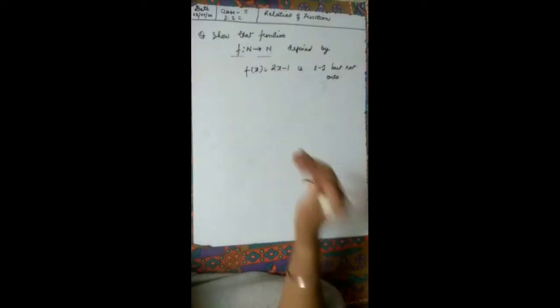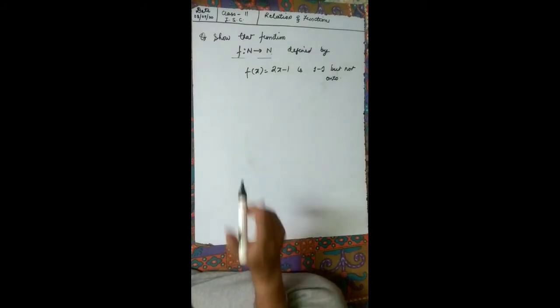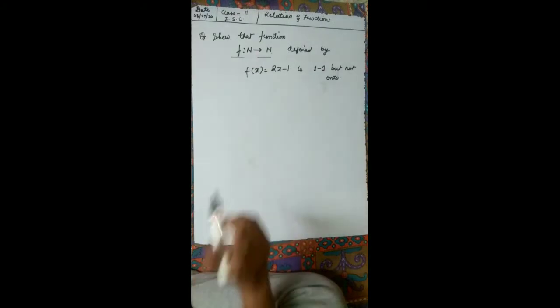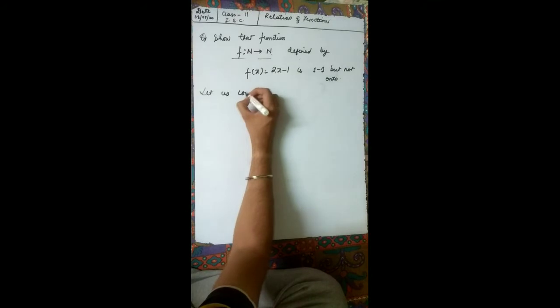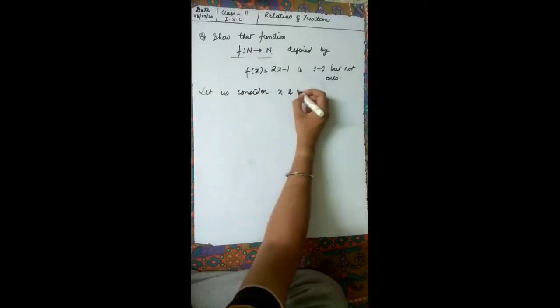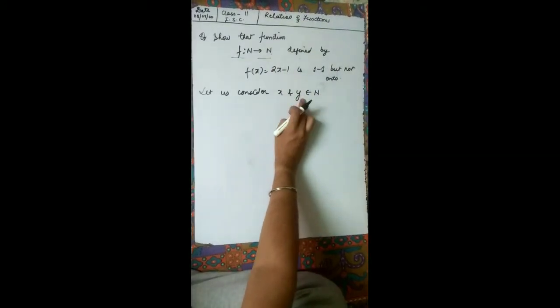So let us check. First of all, let me explain how we go ahead and prove a 1-1 function. Okay, so let us consider x and y which belong to the natural numbers. I'm considering two variables x and y.